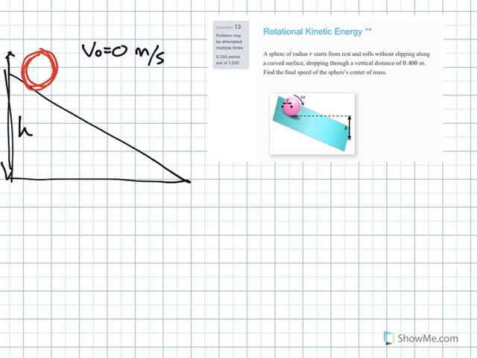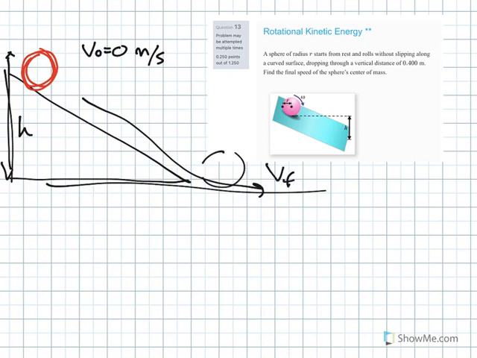You know what h is, and they want to know how fast it is moving when it gets to the bottom of the incline. So V final. It's also rolling, right? It rolls all the way down the incline.